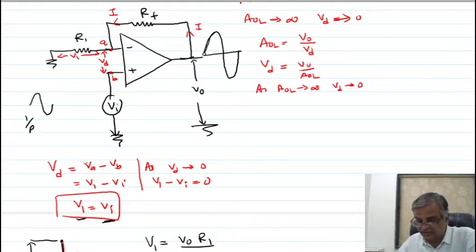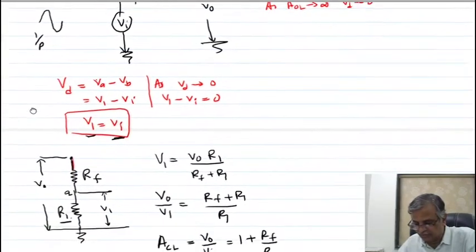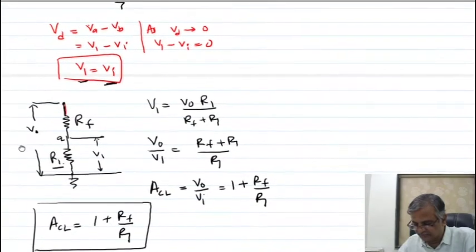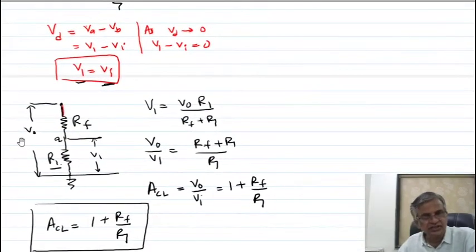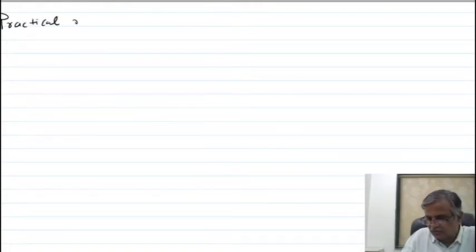Now, this discussion is when the op-amp is ideal. If the op-amp is not ideal, then we have to derive the equation of the closed loop gain by considering the equivalent circuit. So I am discussing the practical non-inverting amplifier.